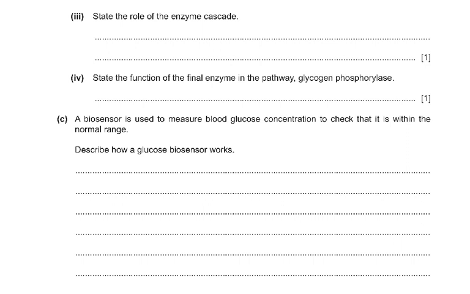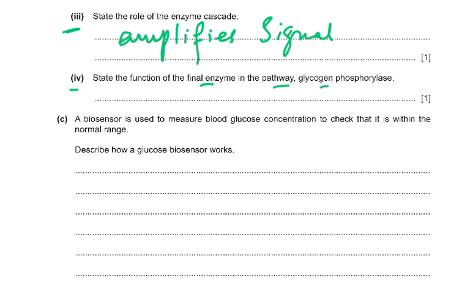Then coming to part 3 of the question, state the role of the enzyme cascade. What is it? That amplifies the signal, or you could say expands the message. The enzyme cascade basically amplifies the signal, so more and more proteins or enzymes are activated. Then it says state the function of the final enzyme in the pathway, glycogen phosphorylase. What does it do? It breaks down glycogen, because why would glycogen be broken down? Because the blood glucose level is falling. That's when glucagon is released. So it will break down glycogen, and more glucose will enter the bloodstream. So break down glycogen.